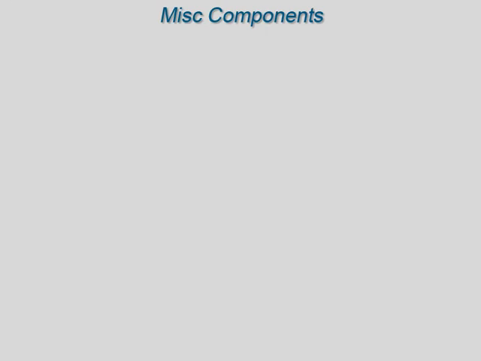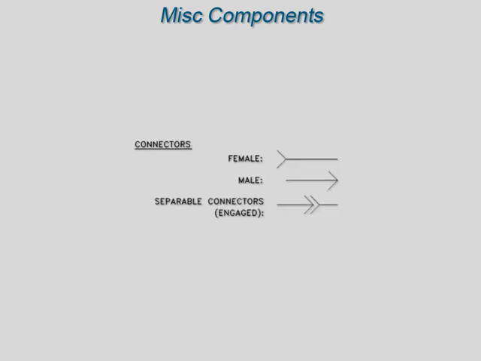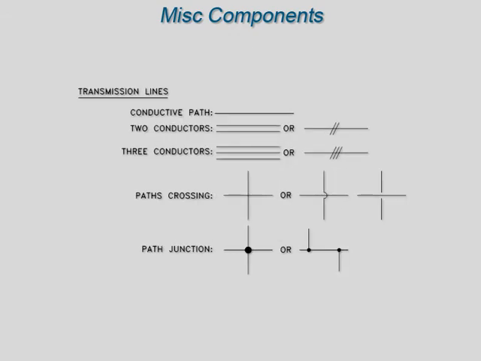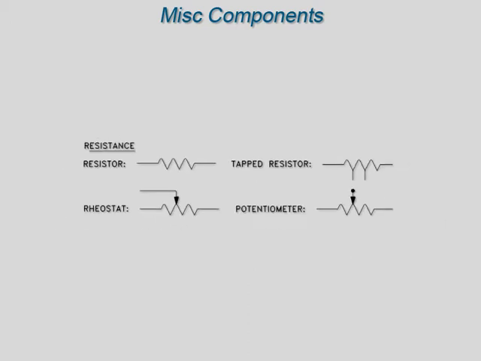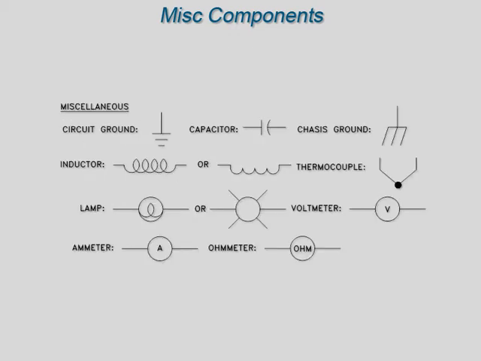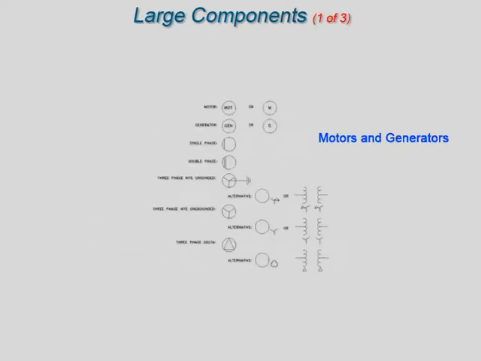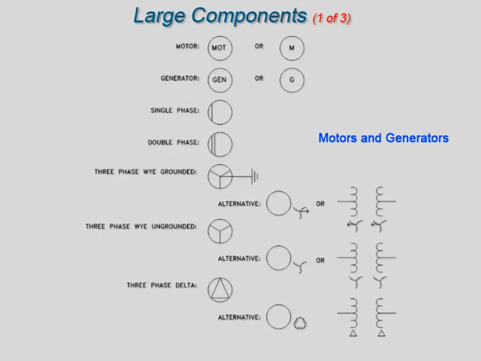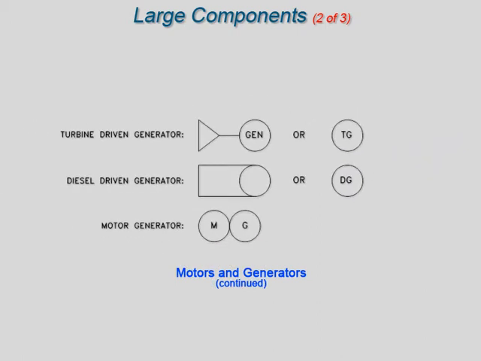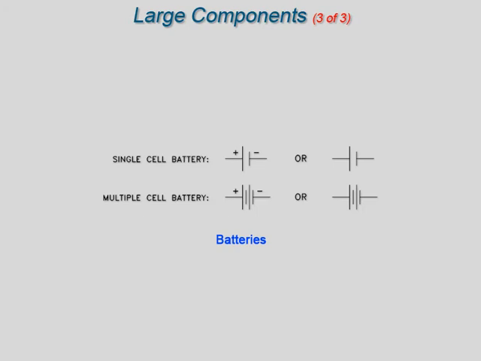Here are some other common symbols: relays and contacts, connectors, types of lines, resistors, and other miscellaneous electrical components. The next three slides show how large electrical components can be illustrated in wiring, schematic, or pictorial diagrams. The detail used for these symbols will vary when used in system diagrams. Usually, the amount of detail will reflect the relative importance of a component to the particular diagram.